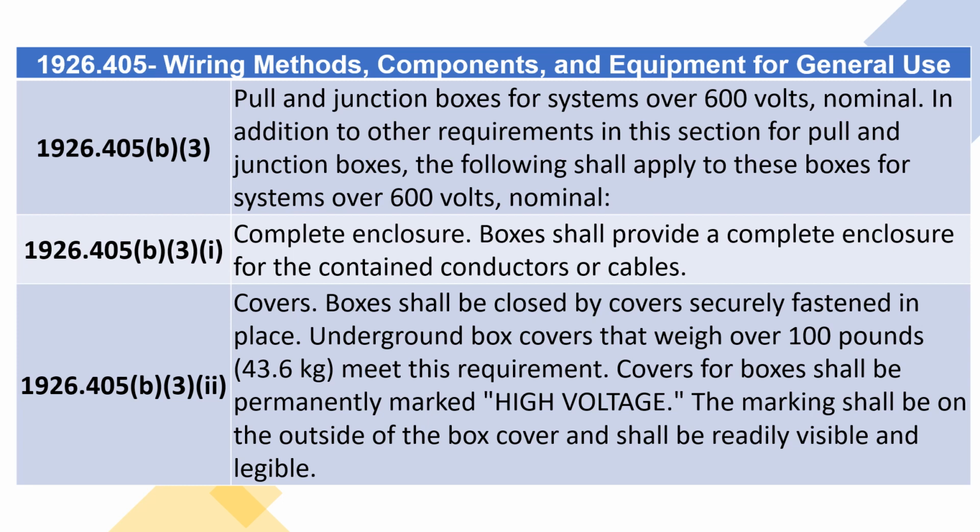1926.405 B.3.2 Covers. Boxes shall be closed by covers securely fastened in place. Underground box covers that weigh over 100 pounds (43.6 kilograms) meet this requirement. Covers for boxes shall be permanently marked "high voltage." The marking shall be on the outside of the box cover and shall be readily visible and legible.